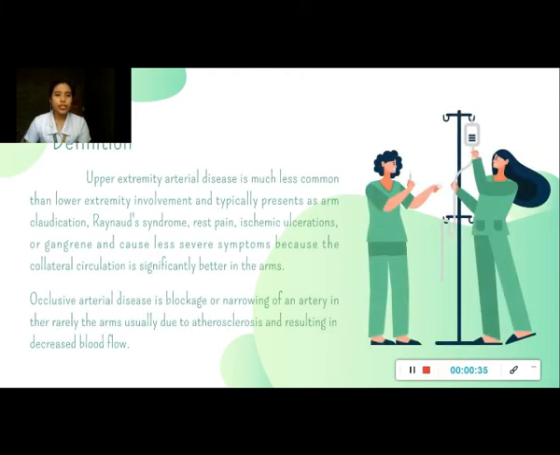So, what is upper extremity arterial disease? Upper extremity arterial disease is much less common than the lower extremity involvement and typically presents as arm claudication, Raynaud's syndrome, rest pain, ischemic ulcerations, or gangrene, and causes less severe symptoms because the collateral circulation is significantly better in the arms. Occlusive arterial disease is a blockage or narrowing of an artery, rarely in the arms, usually due to atherosclerosis and resulting in decreased blood flow.